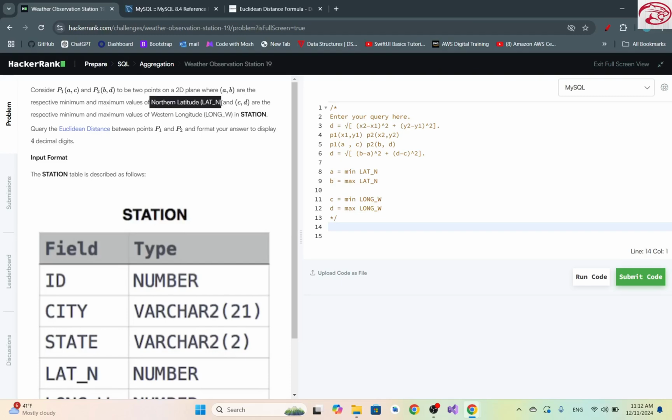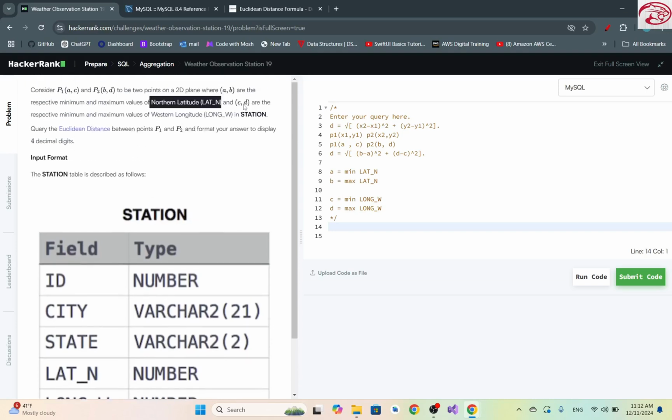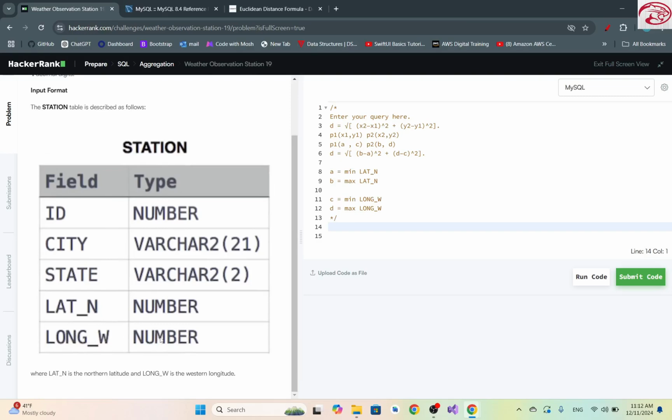northern latitude or LAT_N. We have a column of type number latitude. So A represents the minimum value in this column and B represents the maximum value in this column. Also, C and D are respective minimum and maximum values in western longitude or LONG_W in a station table. We have another column of type number longitude where C represents the minimum number in this column and D represents the maximum number in this column.